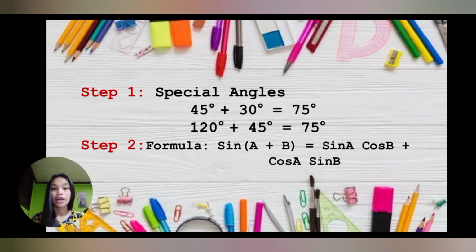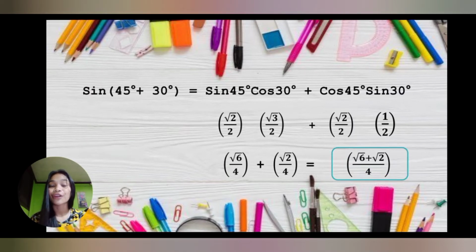So I have the formula of sine (A plus B), which is equal to sine A cos B plus cos A sine B. So we can copy this: sine 45, our A is 45 degrees, plus our B is 30 degrees. So sine 45 degrees cos 30 degrees plus cos 45 degrees sine 30 degrees. So next to do is to find the values of the sine and cos of the numbers, which are 45 degrees and 30 degrees.